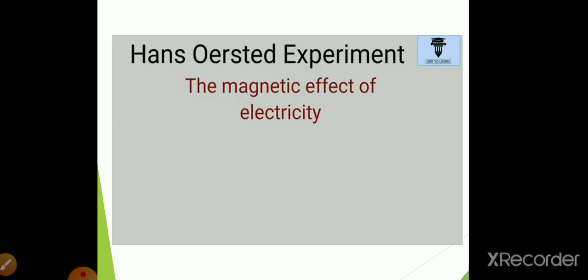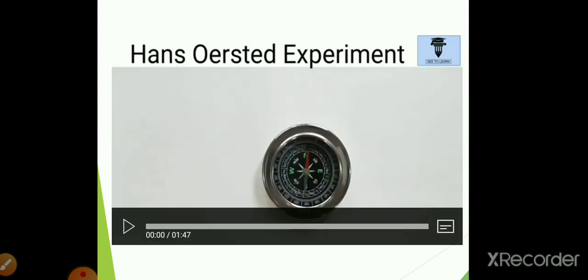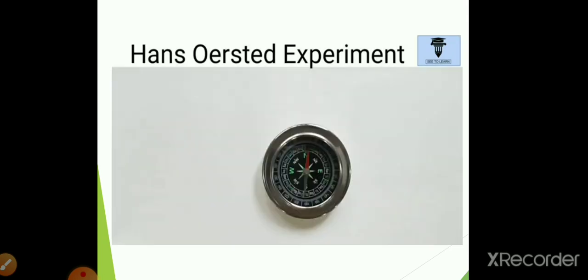conductor carrying current. So in the next class let us study the continued part, that is about magnetic field and field lines produced by the magnet.